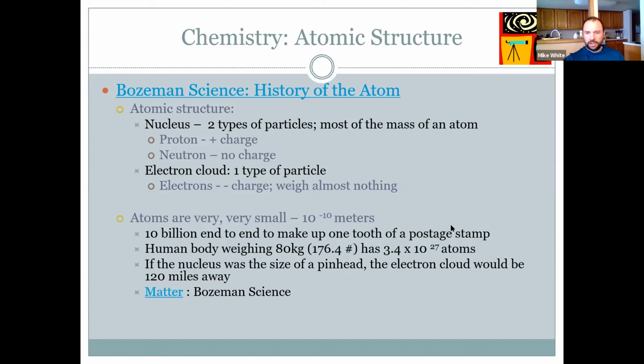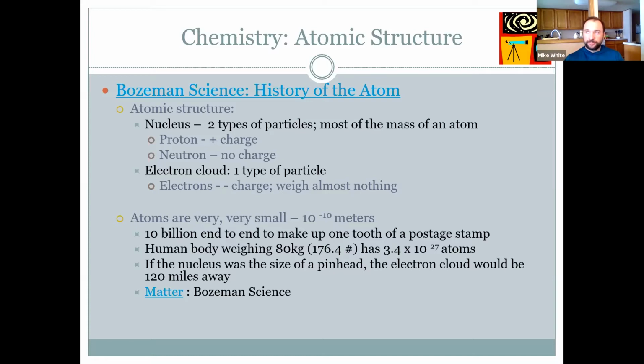So in terms of atoms, I want to try to keep this as simple as possible. When we talk about atoms, we're basically talking more specifically about what makes up stuff. Yesterday we talked about matter in general terms, and we talked about solid, liquid, gas, states of matter. But when we talk about atoms, we're talking about what that matter is actually made up of, right?